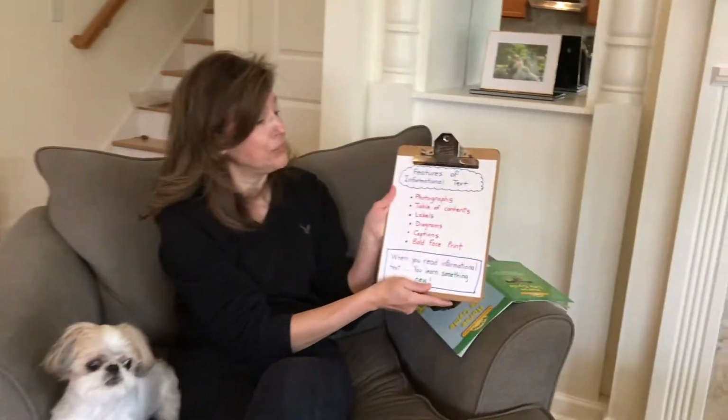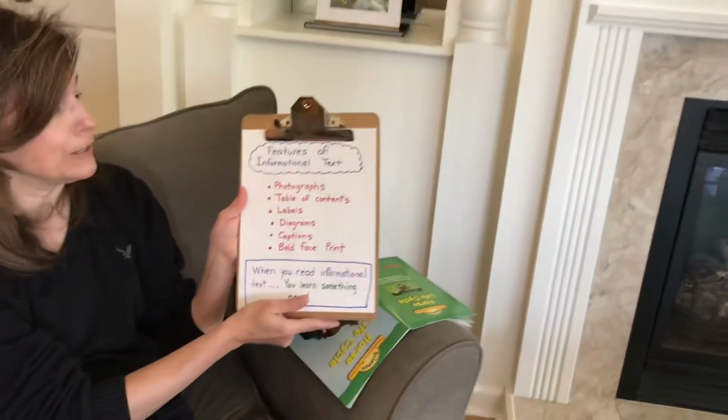I'm actually going to finish a book we started last time. This will be our fourth lesson on learning about informational text. Remember, that's a special kind of book that has some special features sometimes. Let's take a look at those features again. So come closer and we'll take a look.